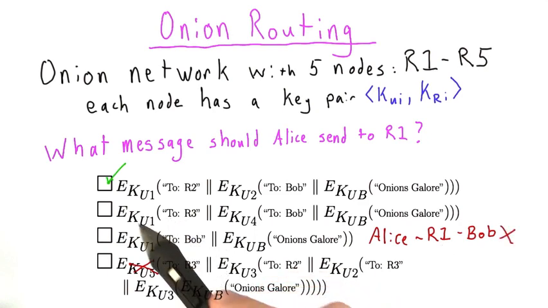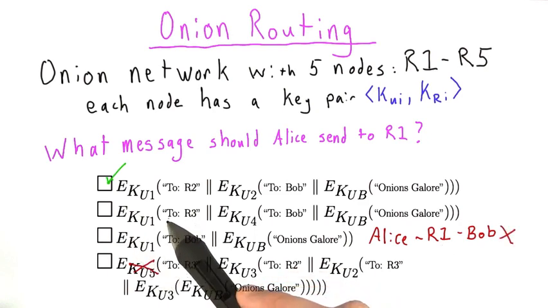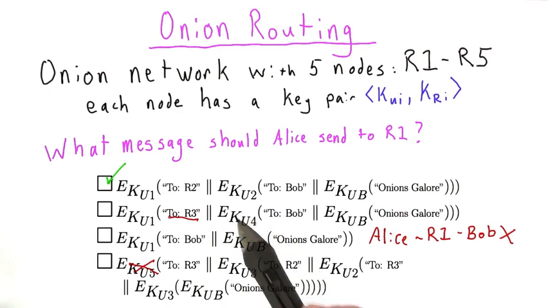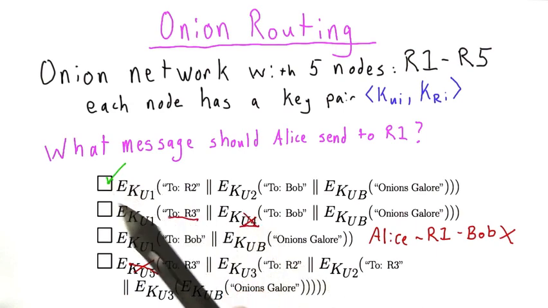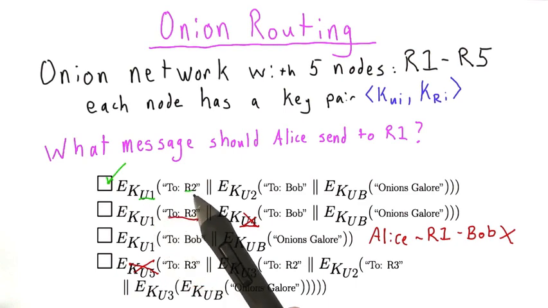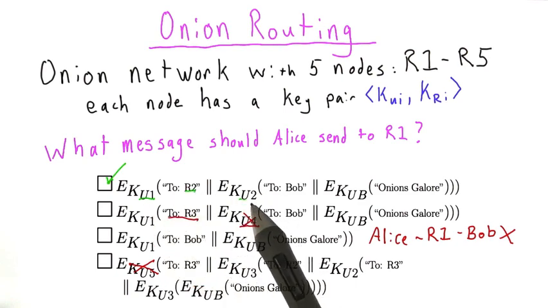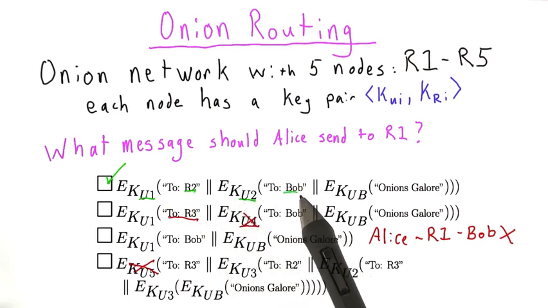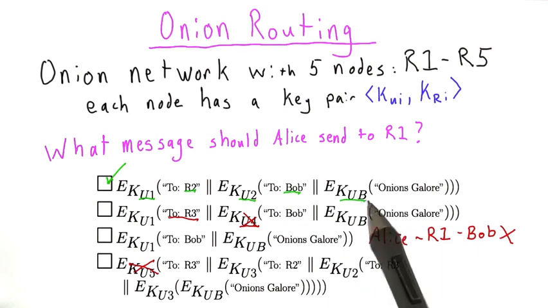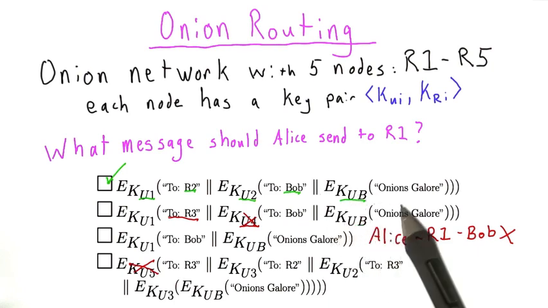The second option won't work because after node 1, the message is directed to go to node 3, but it's encrypted using the public key of node 4. And so node 3 won't be able to decrypt the rest of this message. The first option works. It's encrypted using the public key of node 1, so node 1 can decrypt it. It's directed to send it to node 2, and it's encrypted using the public key of node 2, and so that hop will work. Node 2 is then directed to send the message to Bob, which is encrypted with the public key of Bob, so Bob will be able to decrypt the message and receive onions galore.